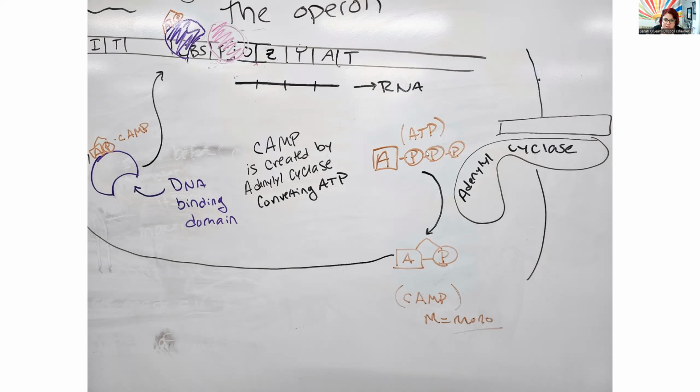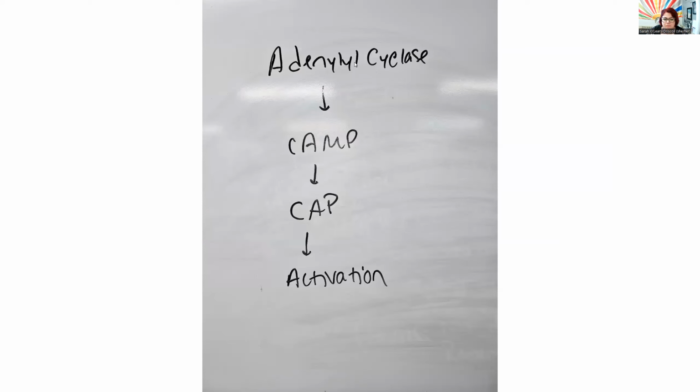And so once adenylyl cyclase does this, then the cyclic AMP can go bind, change the shape of CAP, and then CAP can bind and enhance the gene. So the flow here is that adenylyl cyclase helps to create cAMP, cyclic AMP. Cyclic AMP binds and helps activate CAP. And then CAP activates the transcription of the operon. So rather than just a regular level of transcription, it will happen more often than it would without this activator.